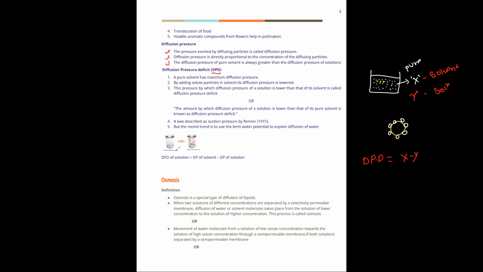Same like if you see this glass which is filled with pure water, but once you have added some solutes in it, then what happened? Its diffusion pressure decreased.